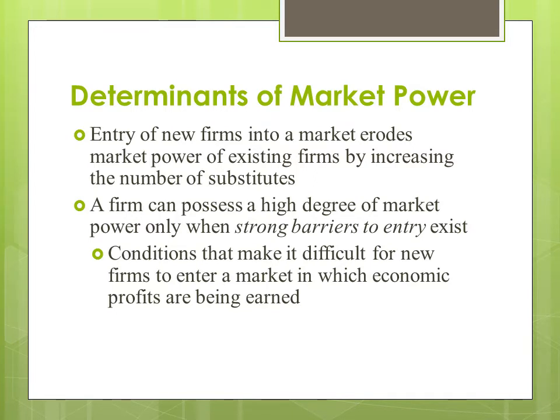These are conditions that make it difficult for new firms to enter a market in which economic profits are being earned. As I said in the previous slide, in the monopoly case, firms earn abnormal profit. Economic profit means abnormal profit which a firm gets in the long run. So in monopoly, the firm gets economic profit or abnormal profit.